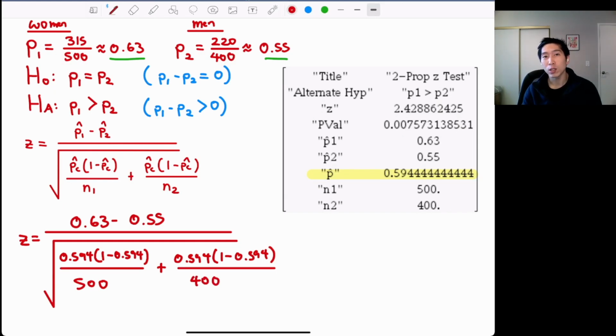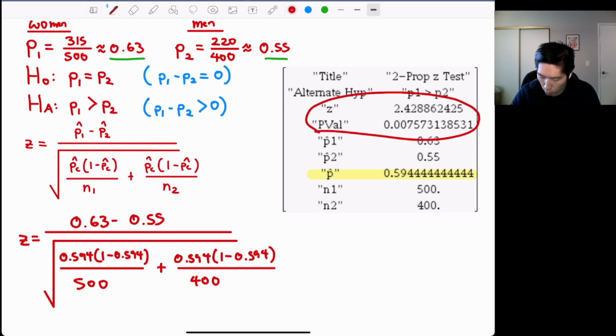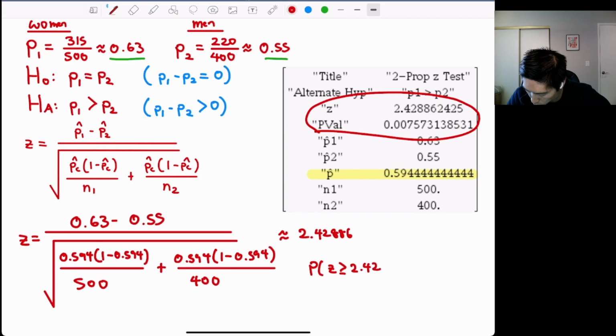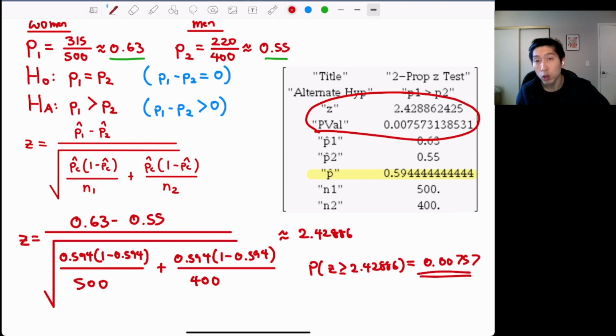And again, you don't need to type this into your calculator because you already have your z-score and your p-value. So we know that this entire expression turns into 2.42886. You don't need to hit menu 652. It already did it for you. The p-value for this, the probability that z is greater than or equal to 2.42886, is going to be equal to 0.00757. You're welcome to use the menu 652 command, but this one we could get away without using it.